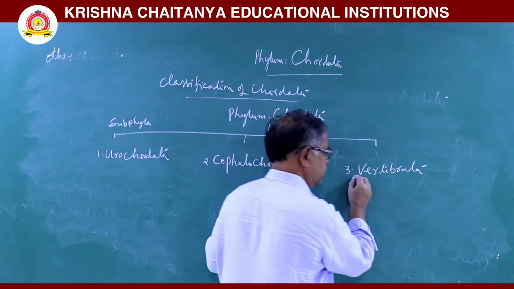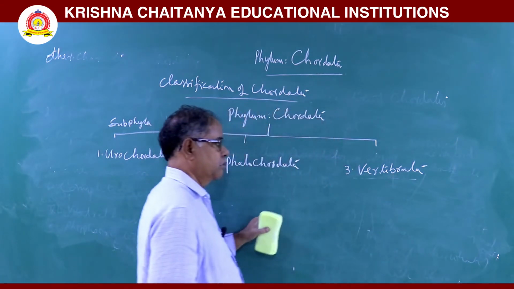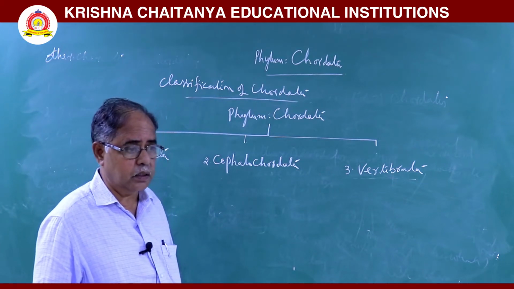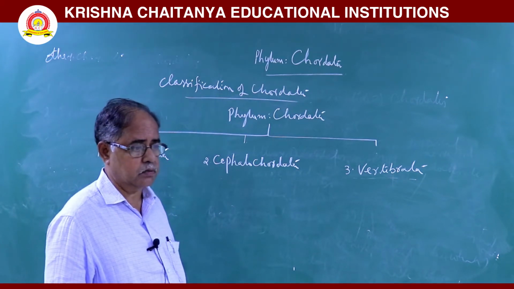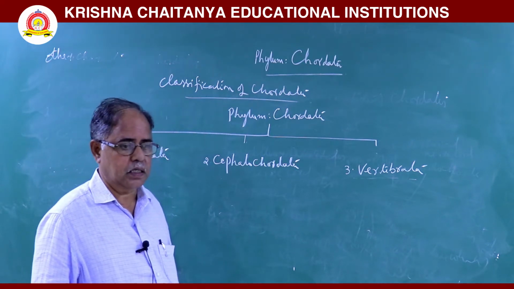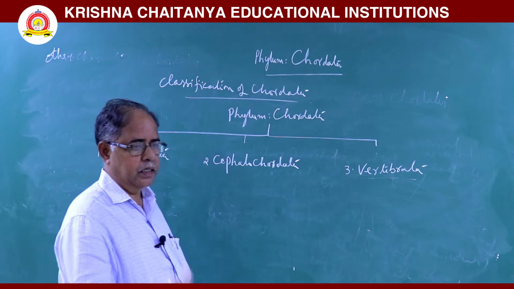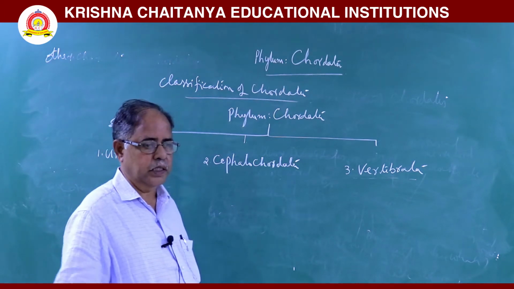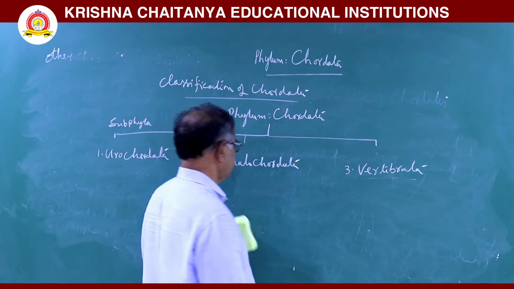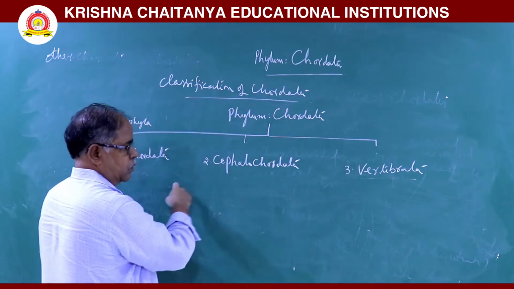In Vertebrata, the notochord is present during embryonic stages or larval stages only. After that, it will be replaced partially or fully by a cartilaginous or bony vertebral column. So these two are protochordates.